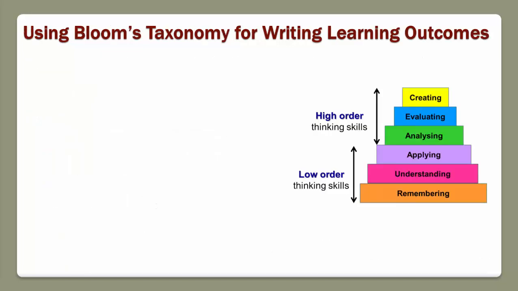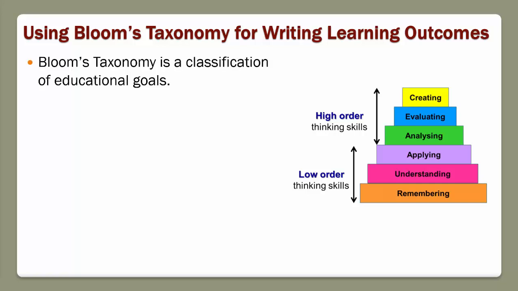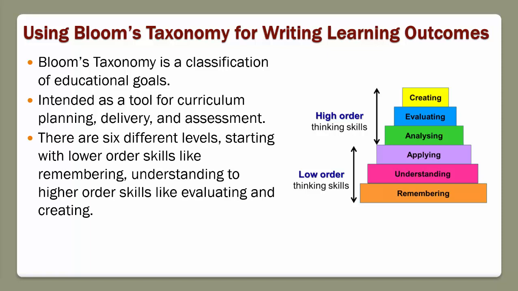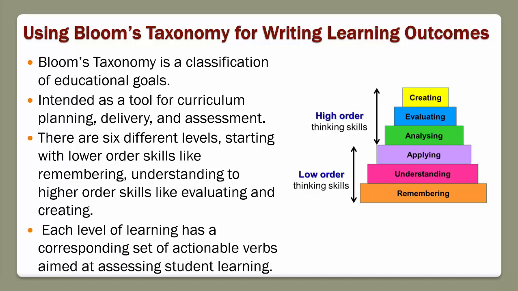When you're writing learning outcomes, one of the key considerations is to think about Bloom's taxonomy. Bloom's taxonomy essentially is a classification of educational goals. It's intended as a tool for curriculum planning, for delivery, and also for assessment. There are 6 different levels, starting with the lower order skills like remembering, understanding, and then moving to higher order like evaluating and creating. Each level of learning has a corresponding set of actionable verbs aimed at assessing student learning.